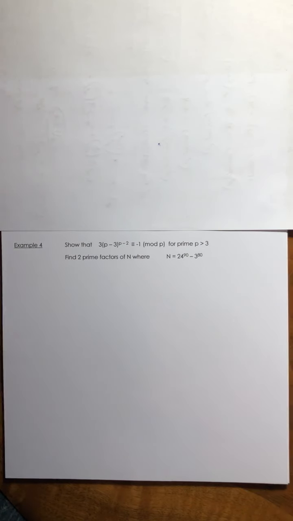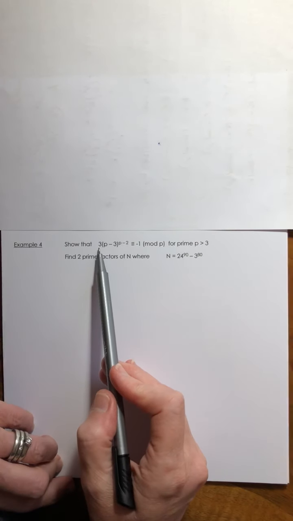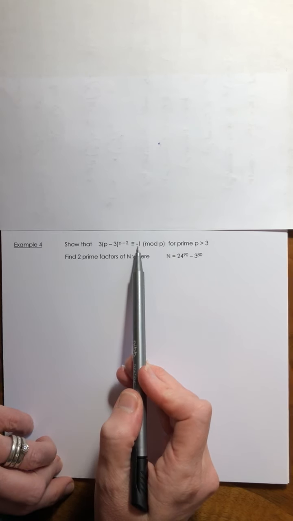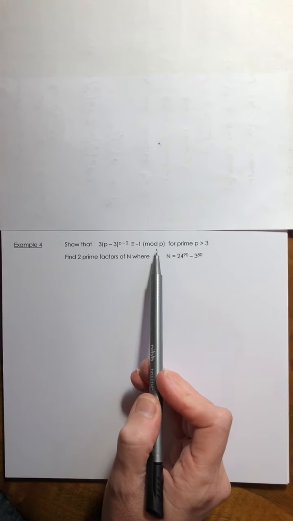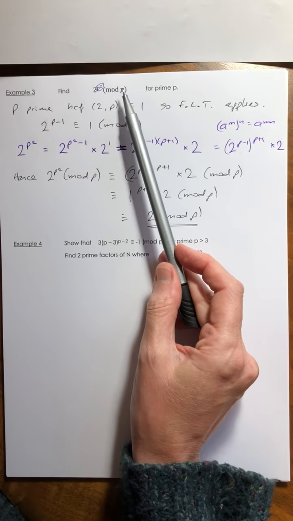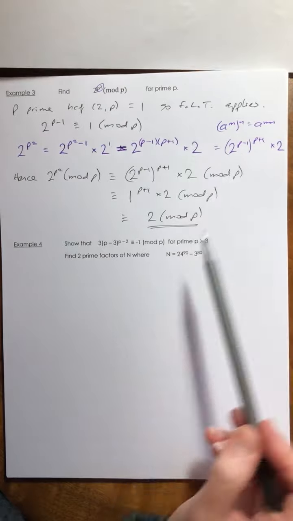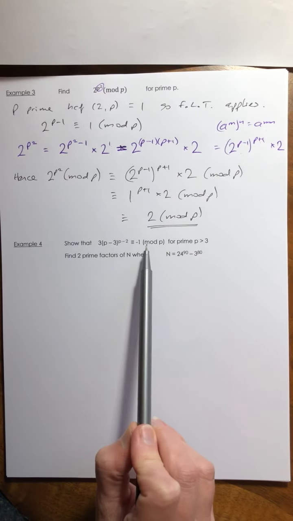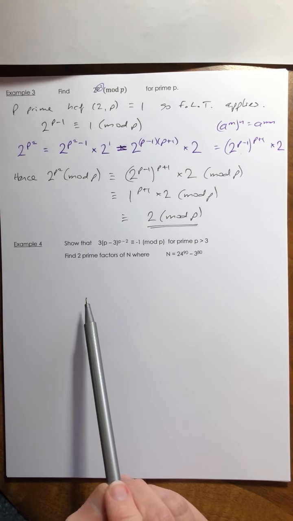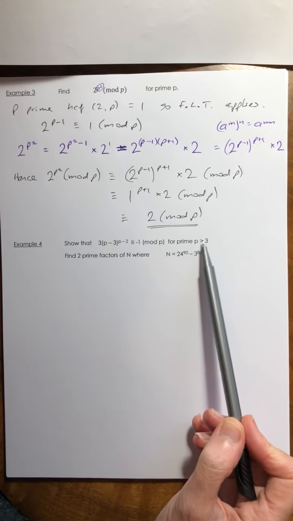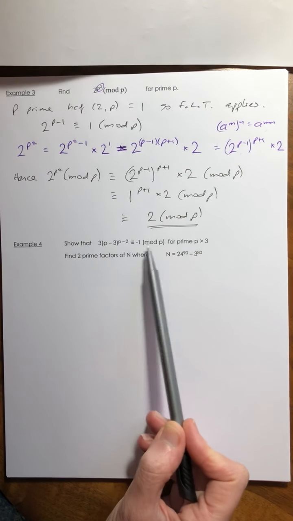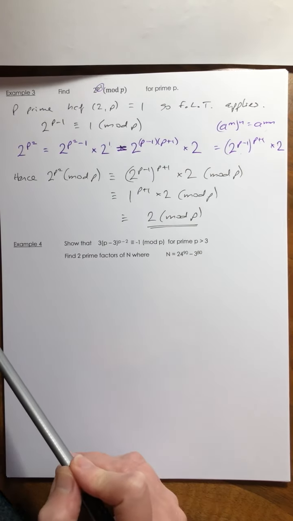So, show that 3 to the power of p minus 3 to the power of p minus 2 is congruent to negative 1 mod p. So in that previous one, we had a much simpler expression. We were just asked to find it, essentially simplify it. Here, it is at least to show that, so we can see what we're aiming for. It says for prime p greater than 3. You can see, of course, if p equals 3, then we get something that's absolutely not congruent at all.